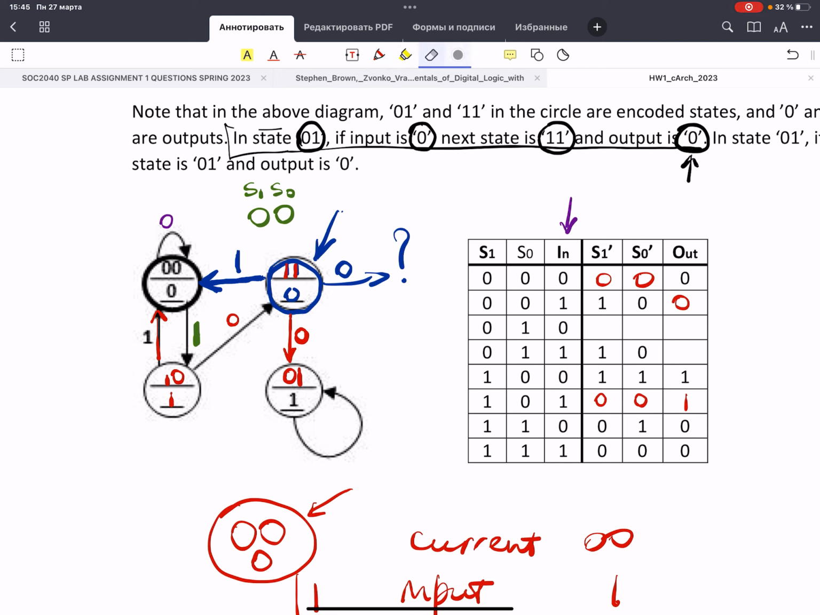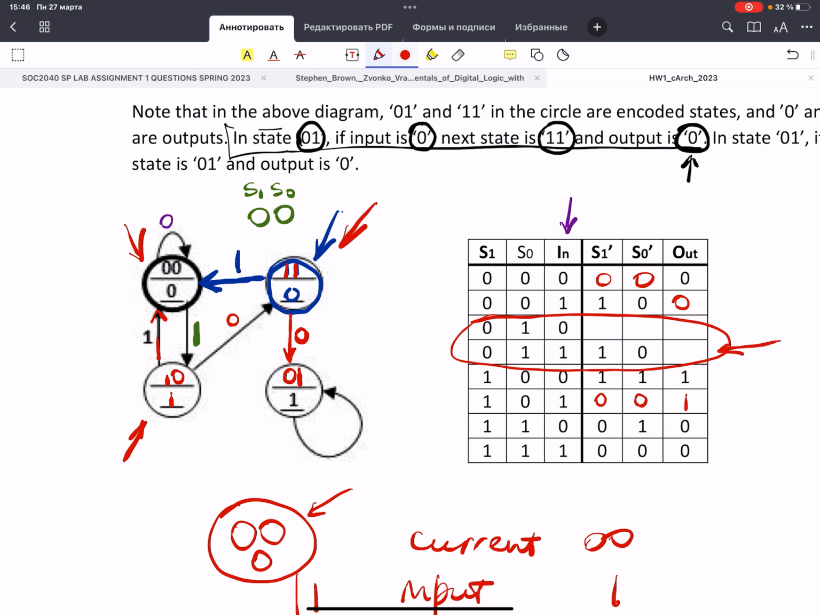So shall we continue? Okay, so now we're done with this state, this state, and this state, and we only have to identify what the next state is if input 0 and 1 are given to the state called 0 1. For this, let's analyze these two rows. First of all, let's start with the second one.